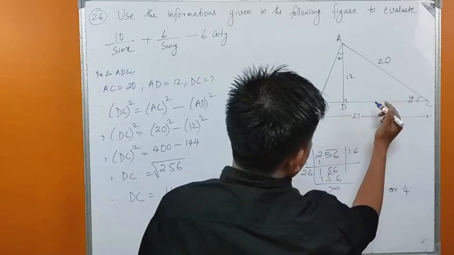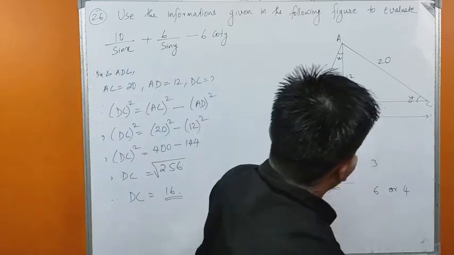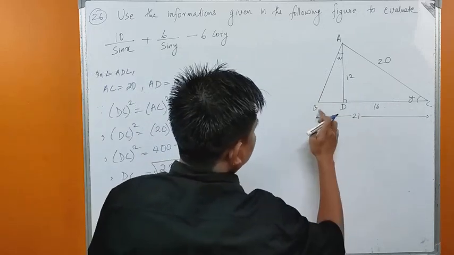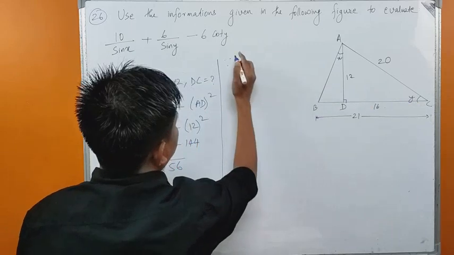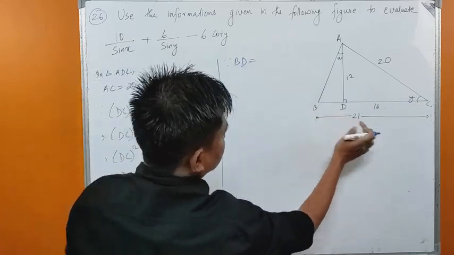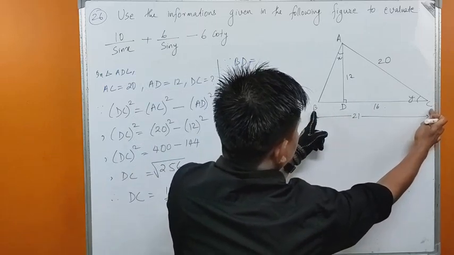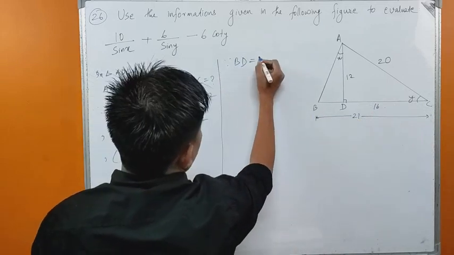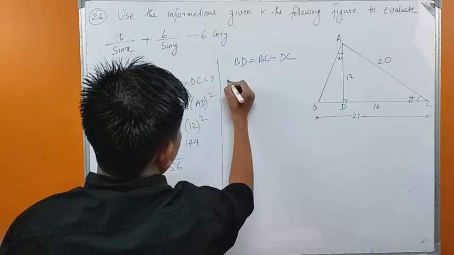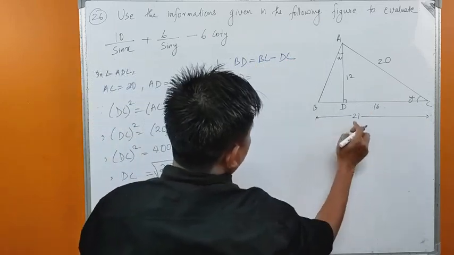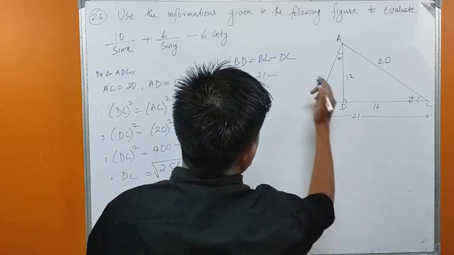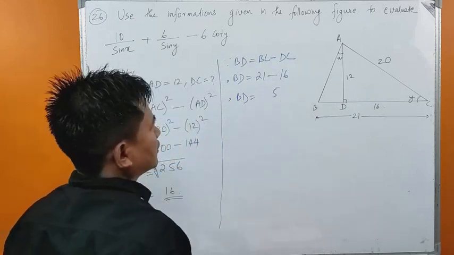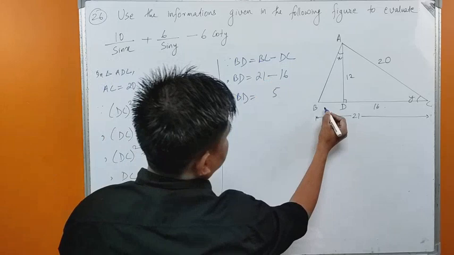So we found DC as 16, isn't it? DC is 16. Now we can find BD. Since BC minus DC gives us BD, BD equals BC minus DC. What is BC? BC is 21, minus what is DC? DC is 16. So BD equals 21 minus 16, which is 5. BD is 5.